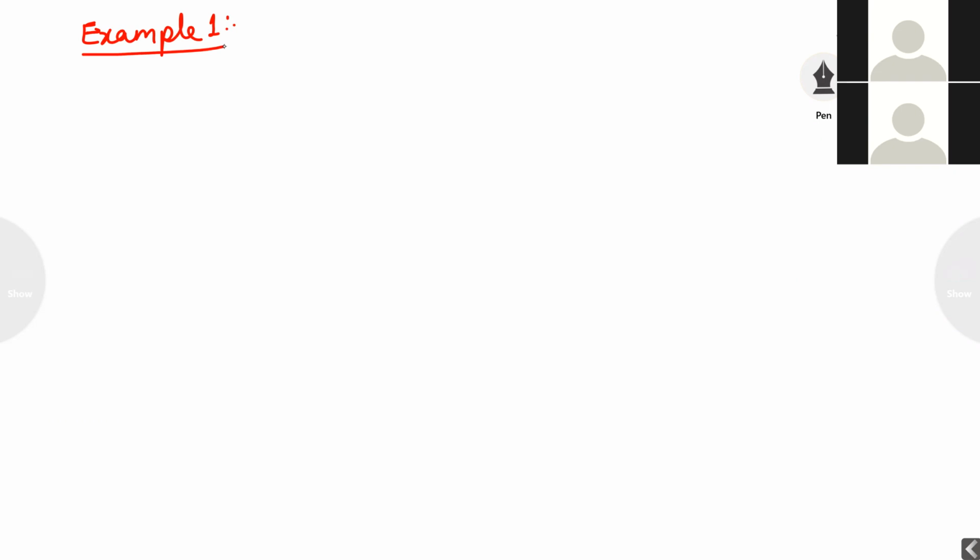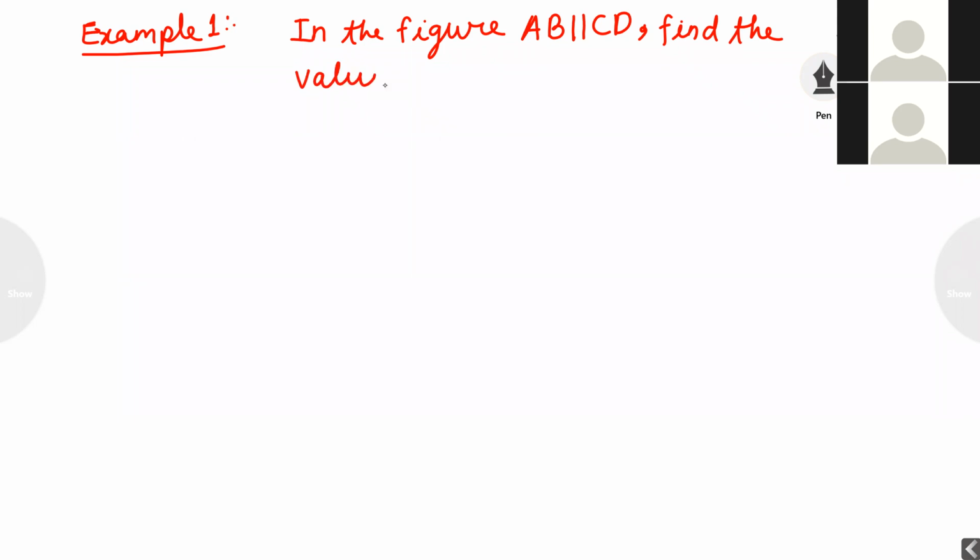In the figure, those who have written the question, don't write. Those who have not written, note down. In the figure, AB is parallel to CD. AB is parallel to CD, find the value of X.